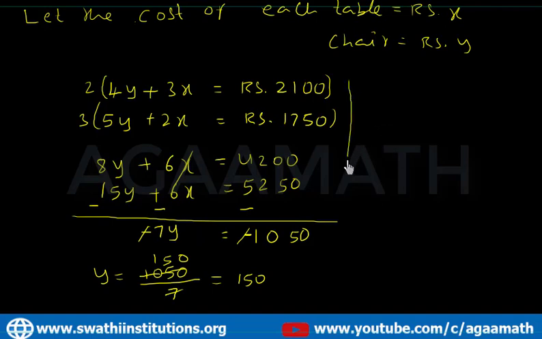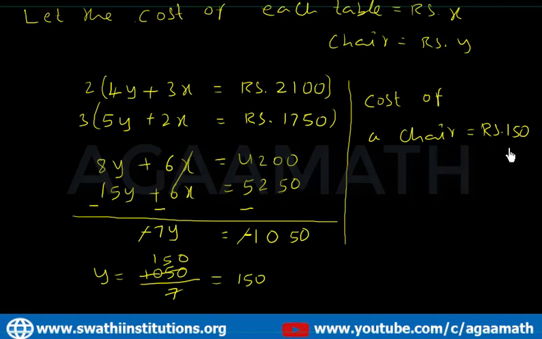So I got the cost of a chair equals rupees 150. Now we know the cost of a chair, so let us find the cost of a table. Here we got the cost of a chair, that is rupees 150.